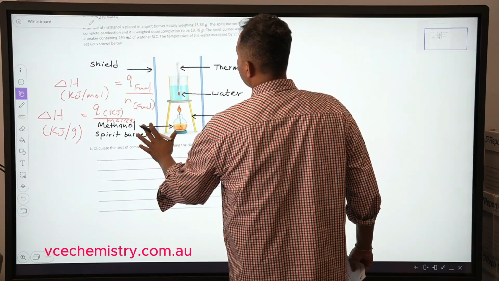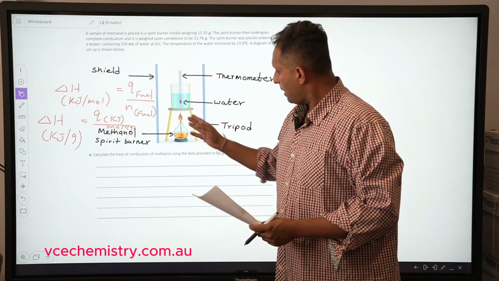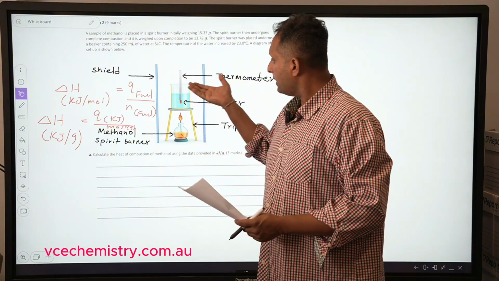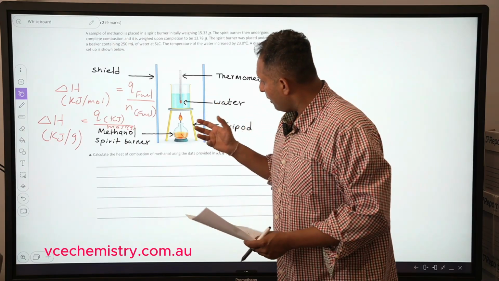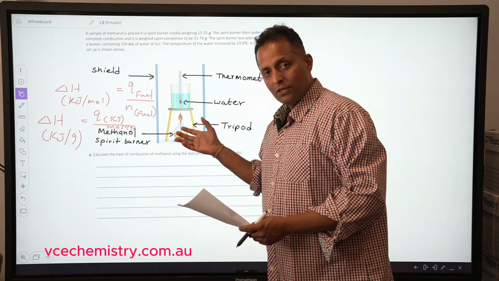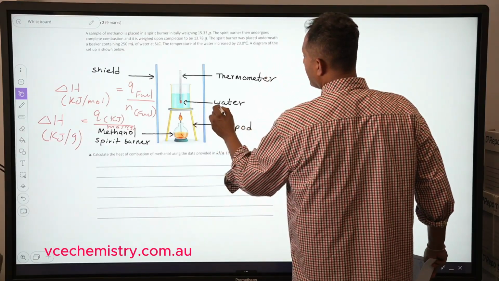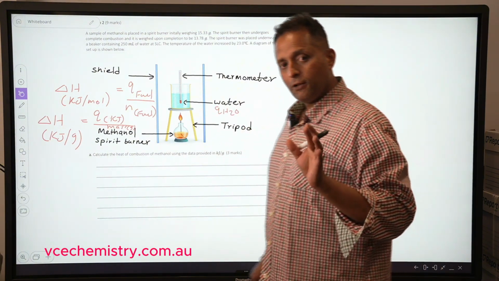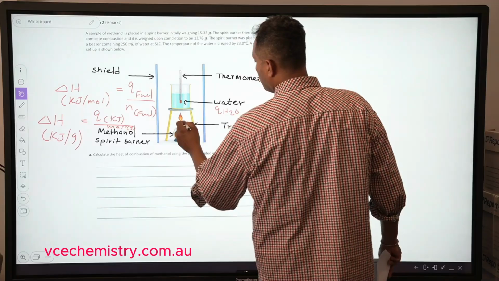So what's happening here? We burnt methanol. Using that heat, we have heated the water. The water is going to tell us the amount of energy that is absorbed from the fuel. The amount of energy the water absorbed, we call Q water. The amount of energy the fuel releases, we call Q fuel.